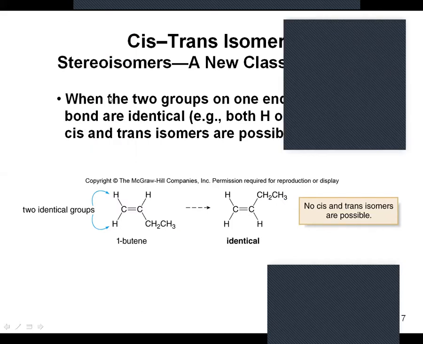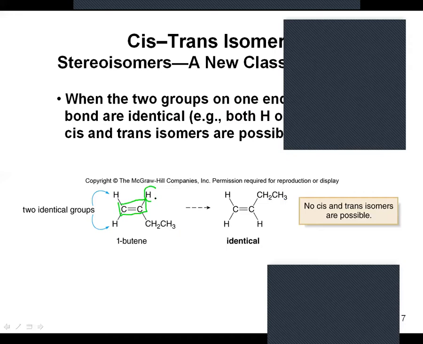So that is what we're talking about in this example here. Although somebody drew it kind of like it had sort of a cis or trans location. When we look at this, first off, we want to focus in on the double bond. We want to look at the groups attached to the double bond.